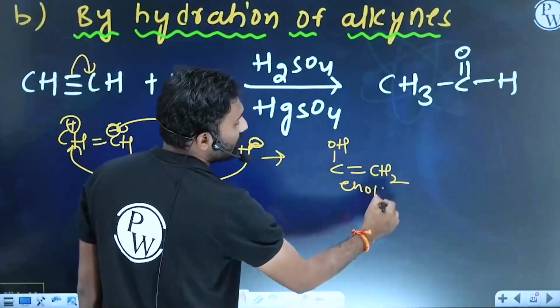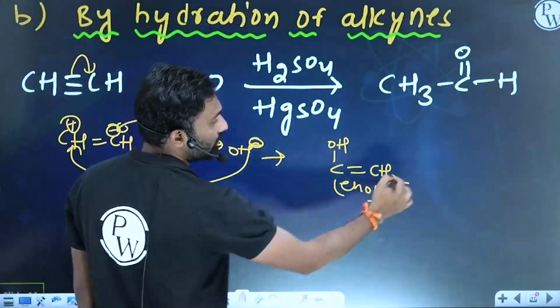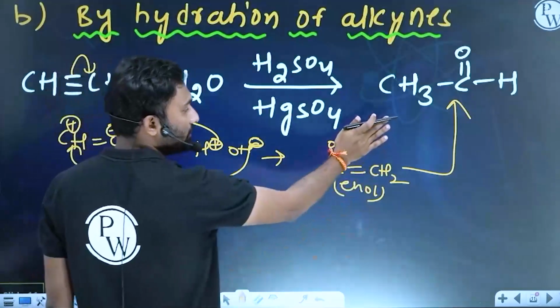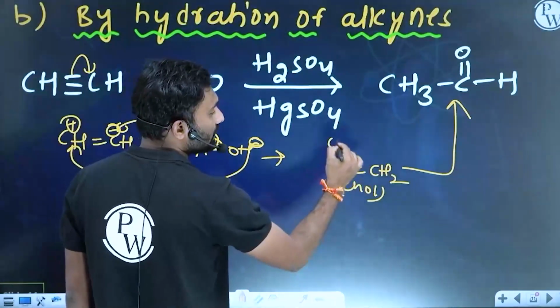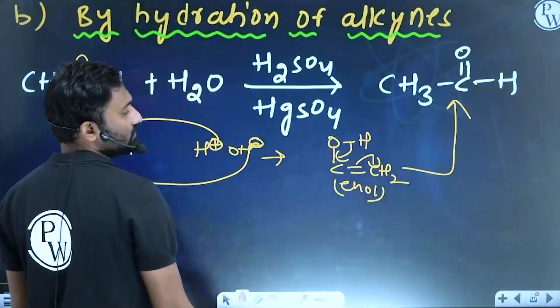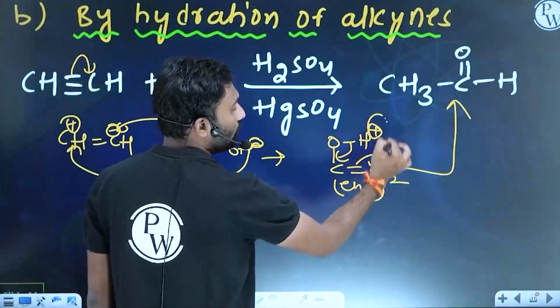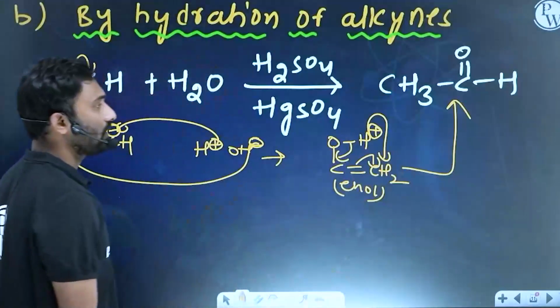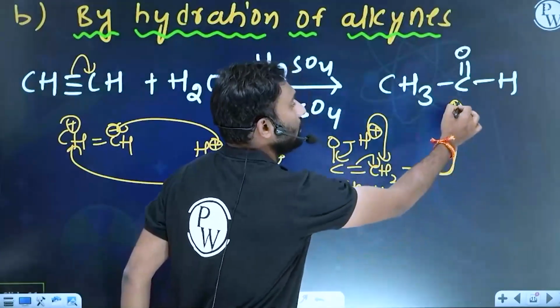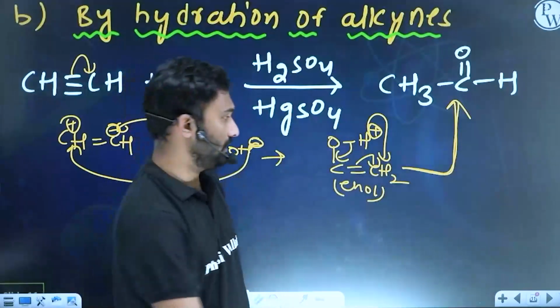Enol is unstable. So what happens? 1,3 proton transfer, that is, tautomerization will take place. Now this proton will go and attack here, and we will get the aldehyde, CH2, instead of the enol. Okay. Next.